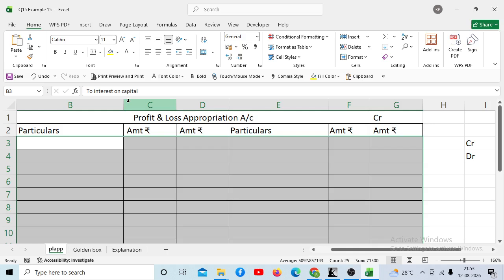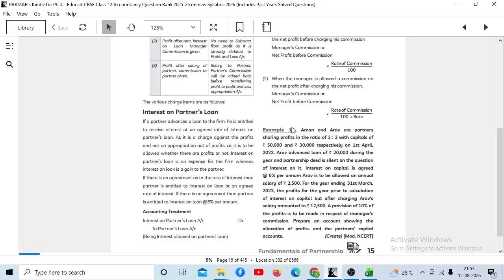Okay, now let us start the question. See what they are telling. Aman and Arav are partners sharing profit in the ratio 3:2 with capitals of 50,000 and 30,000 respectively on 1st April. Arav advanced a loan of 20,000 during the year and the partnership deed is silent on the question of interest on it. So the partnership deed is not telling anything about the interest on loan. Now, interest on capital is agreed at 6% per annum.